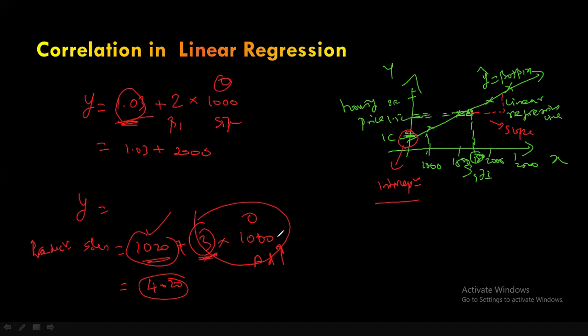If I spend 1001, what is the rate of change in my sales? So 3 into 1001, right? So that is the rate of change. The slope is nothing but the rate of change in y when x changes.